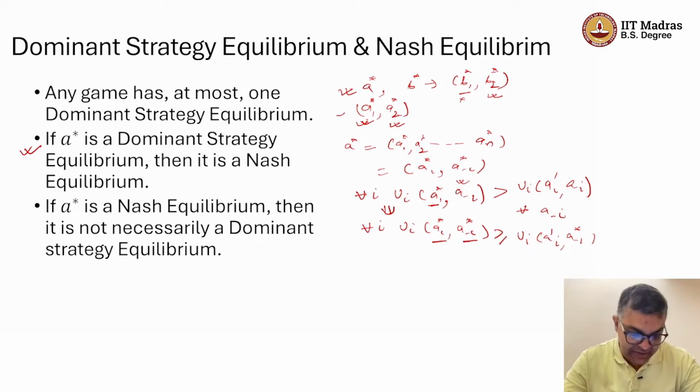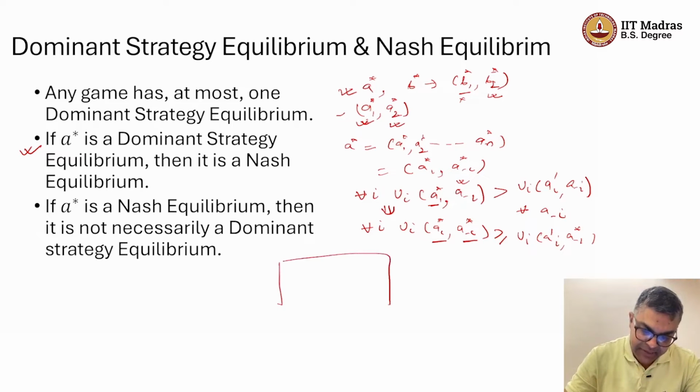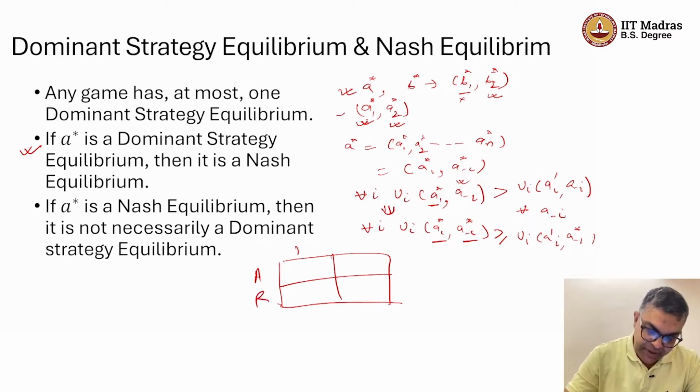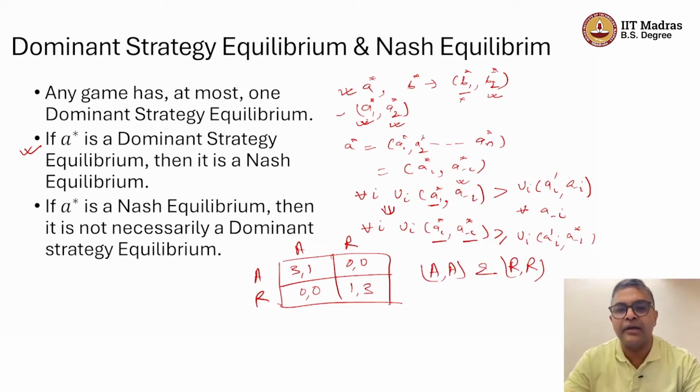If A star is a Nash equilibrium, then it is not necessarily a dominant strategy equilibrium, and that we have seen many times. For example, in Battle of the Sexes, action movie, romantic movie, with payoffs 3, 1, 0, 0, 0, 0, 1, 3, we have two Nash equilibria, A comma A and R comma R. None of them are dominant strategy equilibria. So if A star is a Nash equilibrium, then it is not necessarily a dominant strategy equilibrium. So I hope all these relationships are clear to you.